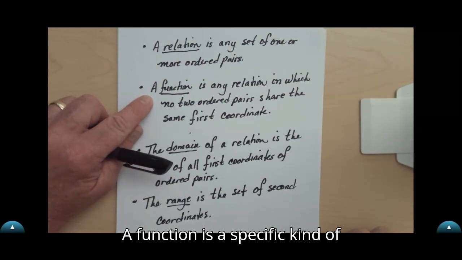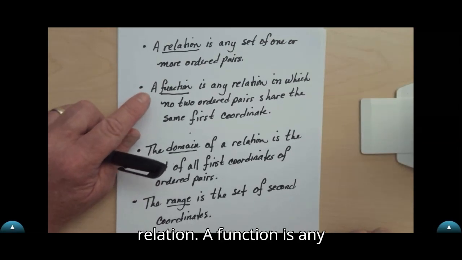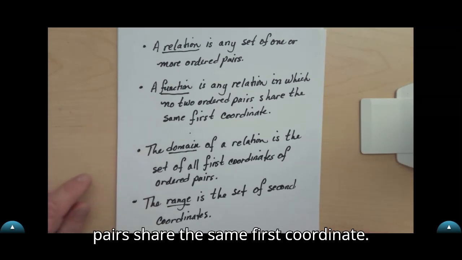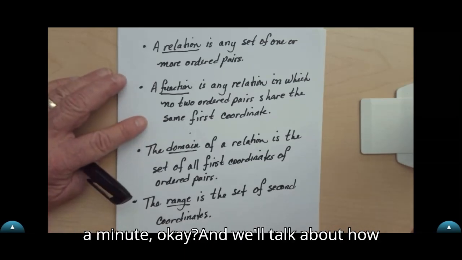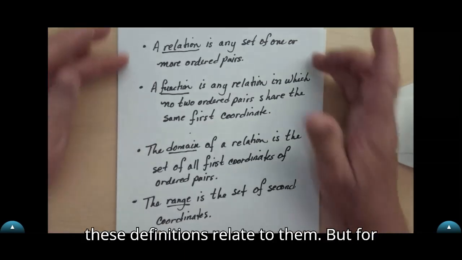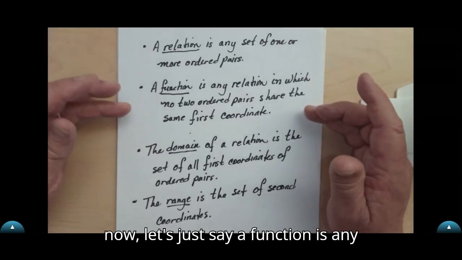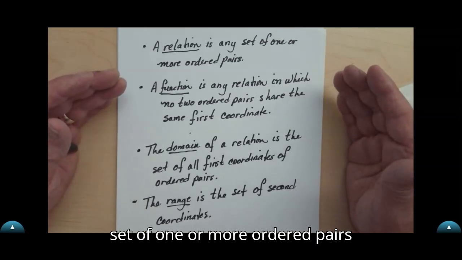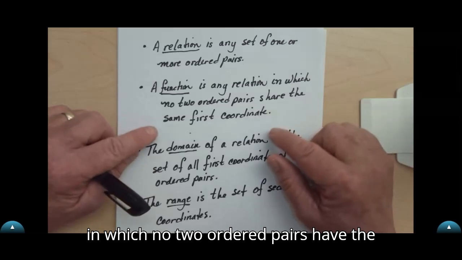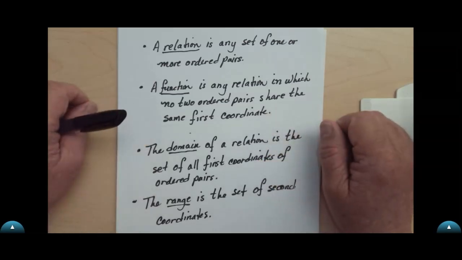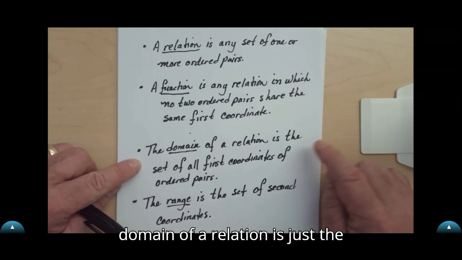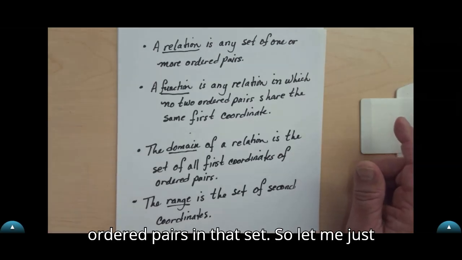A function is a specific kind of relation. A function is any relation in which no 2 ordered pairs share the same first coordinate. Now we're going to see some examples in a minute, okay? And we'll talk about how these definitions relate to them. But for now, let's just say a function is any relation, which means a function is any set of one or more ordered pairs in which no 2 ordered pairs have the same first coordinate. And then 2 more definitions here. The domain of a relation is just the set of all the first coordinates of ordered pairs in that set.